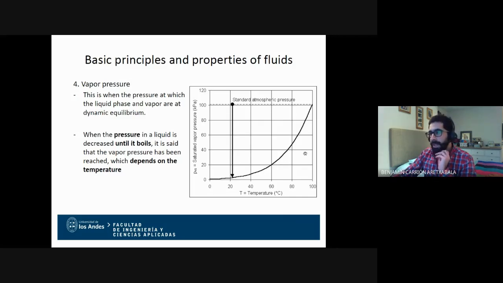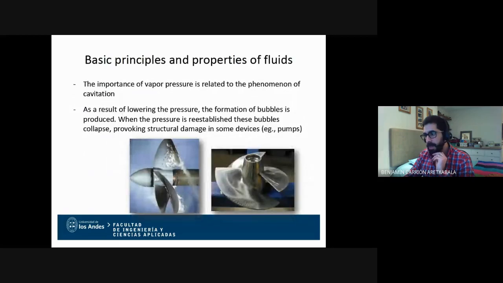Okay, but what does the vapor pressure have to do with us besides cooking? Well, it is important because pressure can drop not only because of temperature, but also because of velocity. We're going to see later in the course that there is a relationship between velocity and pressure.